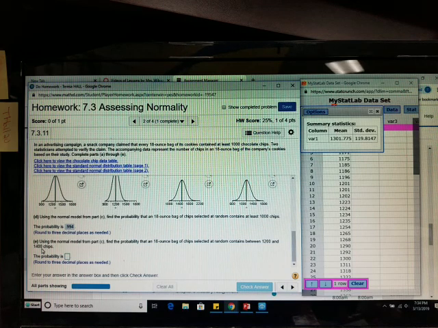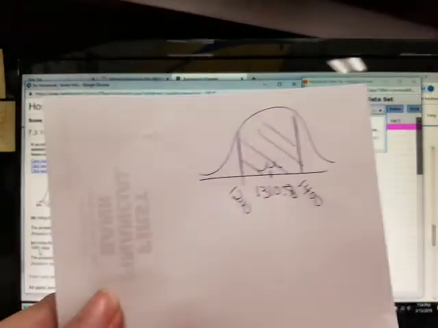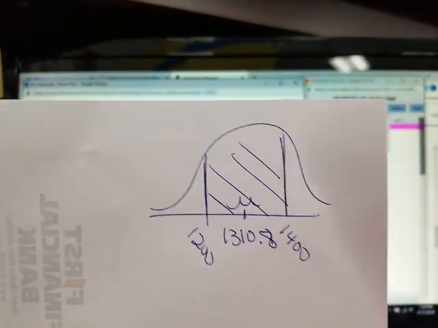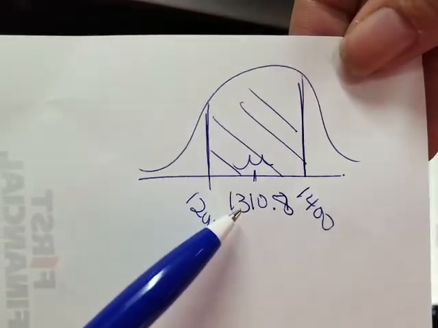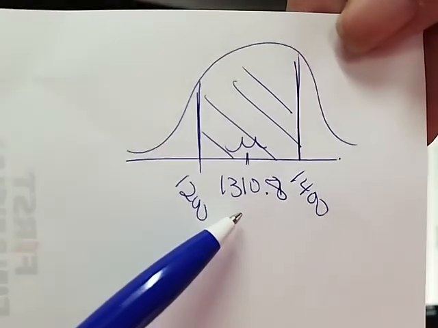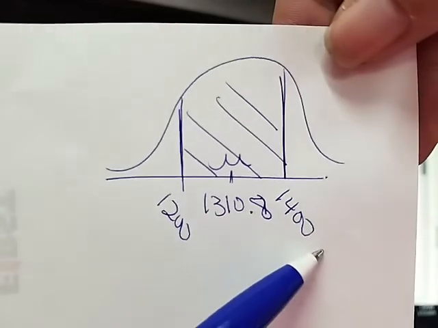So that means I should have a negative z-score and I should have a positive z-score. See, the left one was the 1,200, the right one was the 1,400, and I'm looking for the probability that the chips are somewhere between that. So this is what I'm looking for. See, we know the mean was 1,310.8. I want to know the probability that the bag contains between 1,200 and 1,400 chocolate chips.